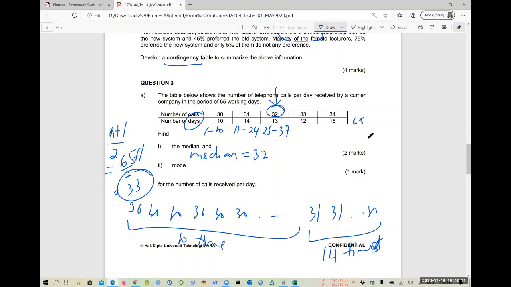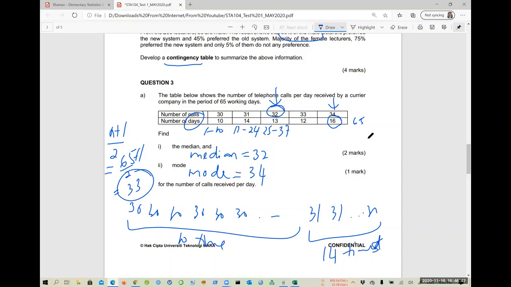Okay, and then for the second one, you are asked to find the mode. The mode here is simply looking at the highest number of days. So in this case, the highest number of days is 16, right? So that means the mode is this one. So mode is equal to 34.